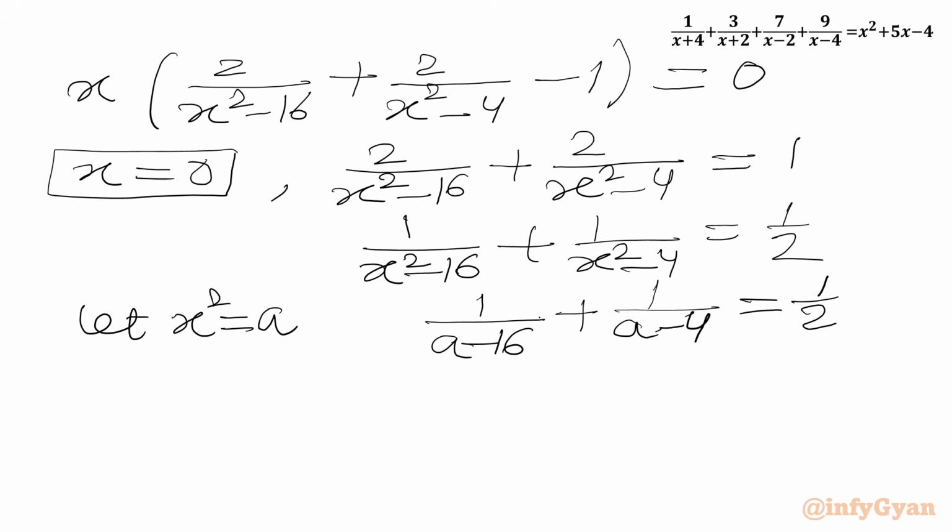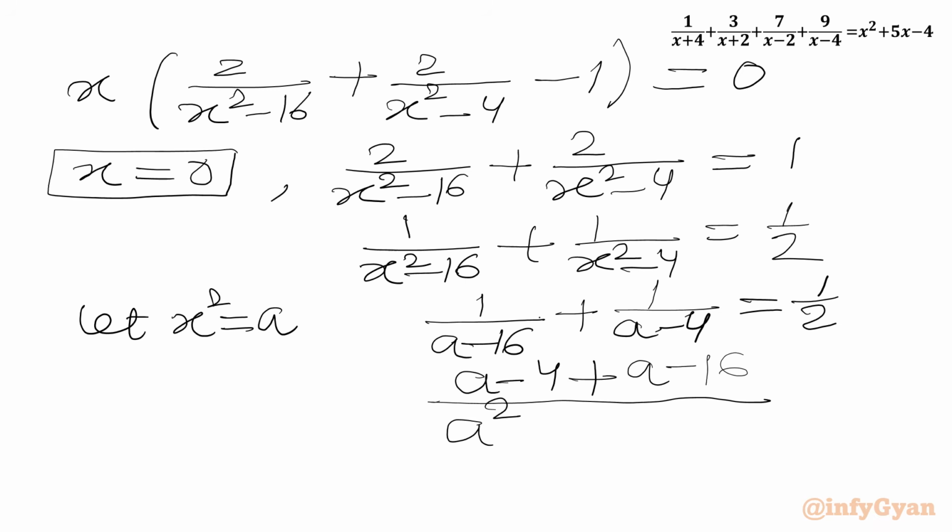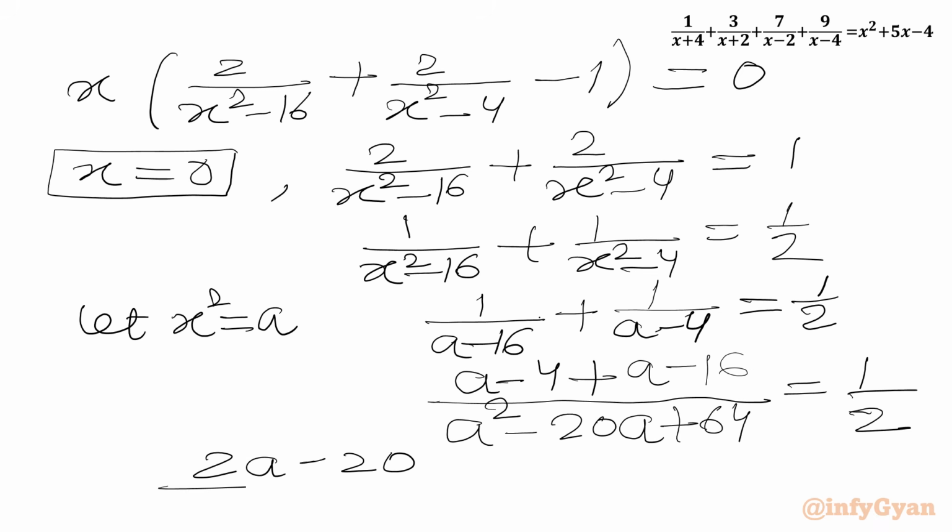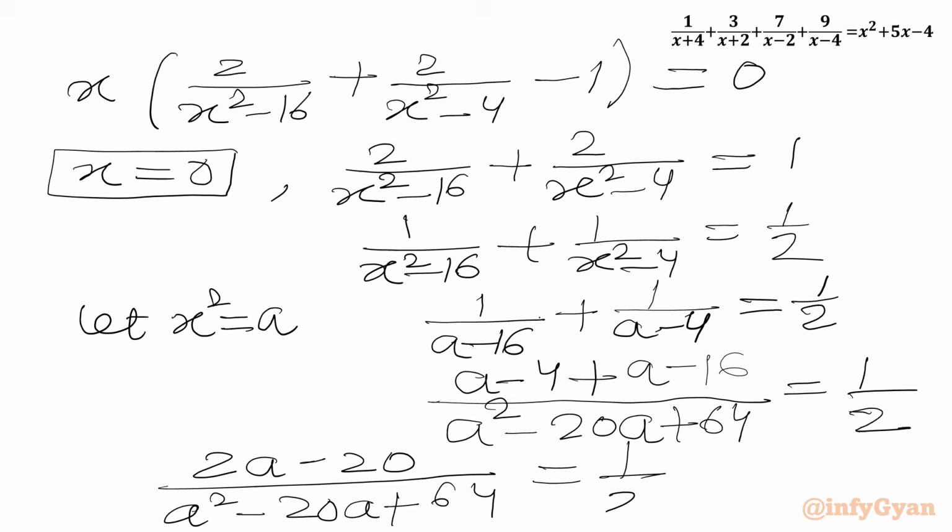Now we'll take LCM over here. So we will write a minus 4 plus a minus 16 in the numerator, and in denominator we will get a square minus 20a plus 64 equal to half. Now a plus a is 2a, minus 4 minus 16 minus 20. So in numerator we will be writing 2a minus 20. In denominator we have a square minus 20a plus 64 equal to half.